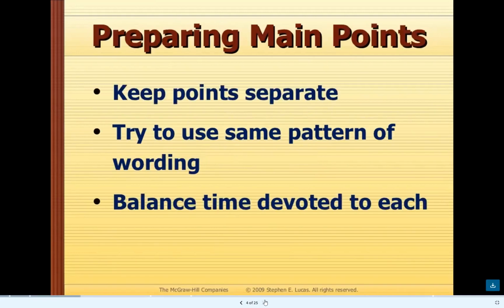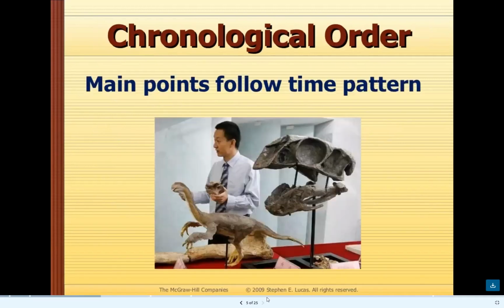So moving on to preparing the main points. When we talk about main points, they say keep main points separate from one another. They should not be mixed in a way that confuses the audience. Another point says try to use the same pattern of wording when introducing the main points. Number 3, balance time devoted to each point. Moving on to the next one.